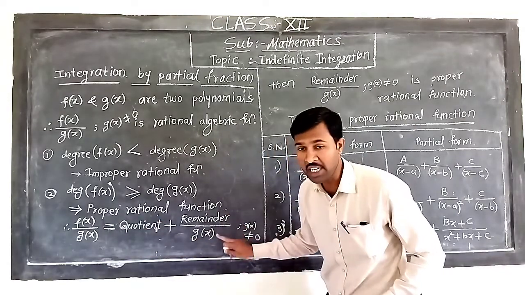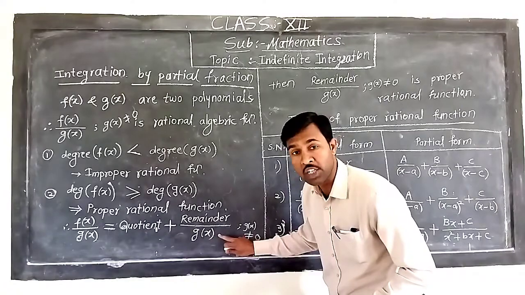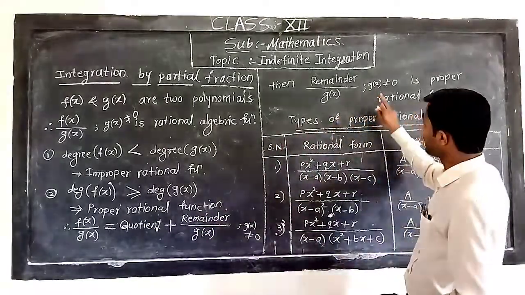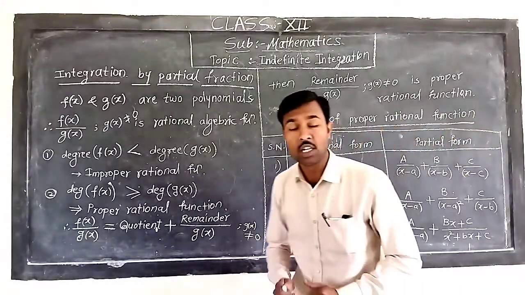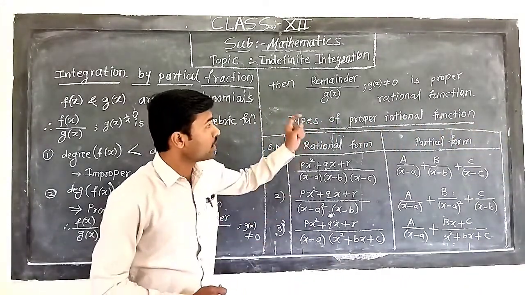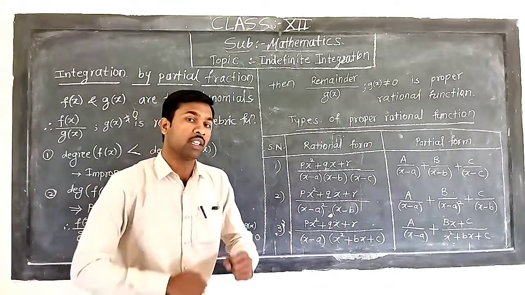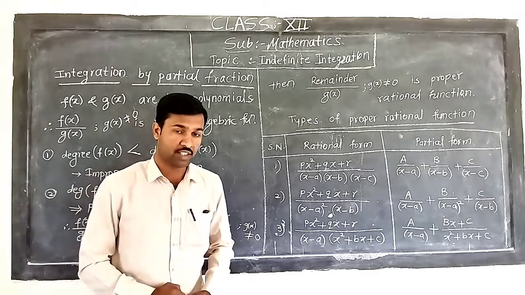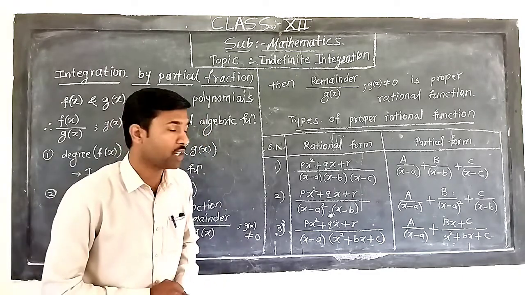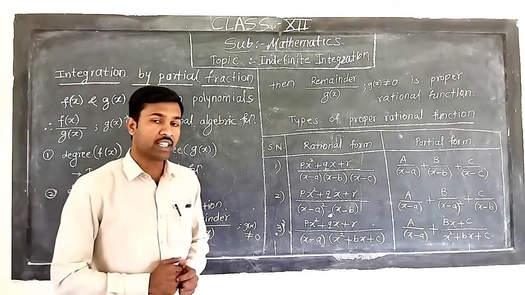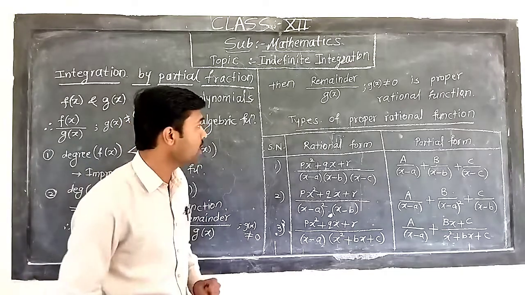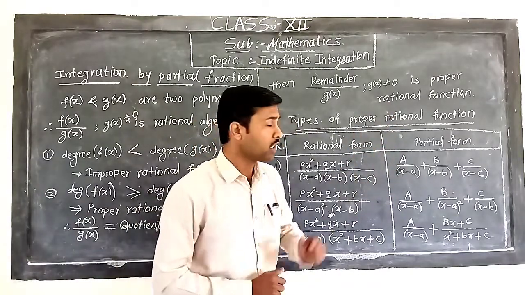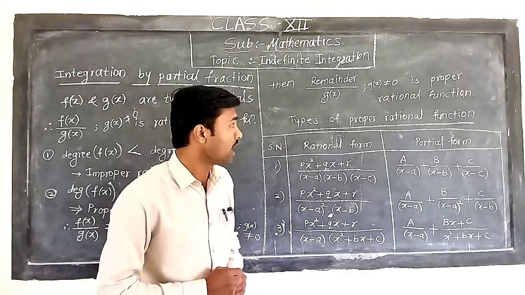But here the remainder upon our denominator, that is g of x, is again a proper rational function. And if there is a proper rational function, then we have to apply partial fractions. Now the question arises, how can we use partial fractions? One thing is clear: when there is a proper rational function in our integration problem, then we have to use partial fractions. And how to use that?